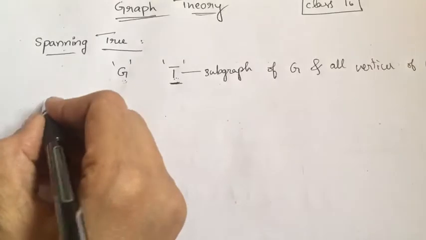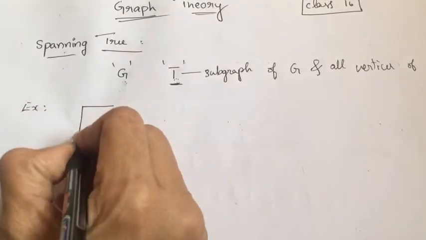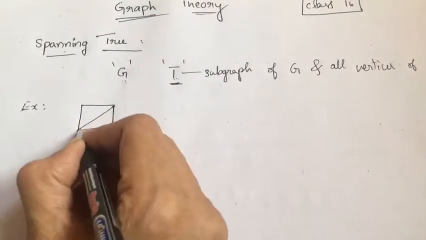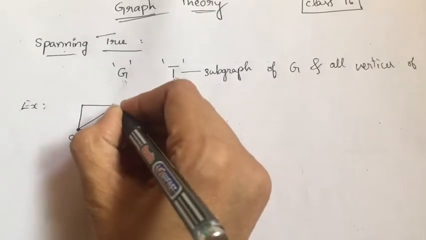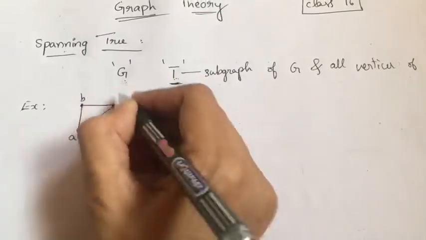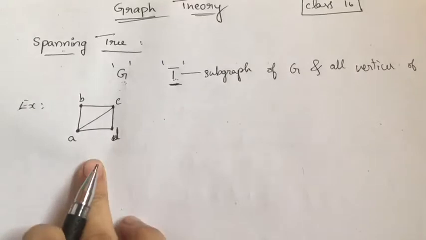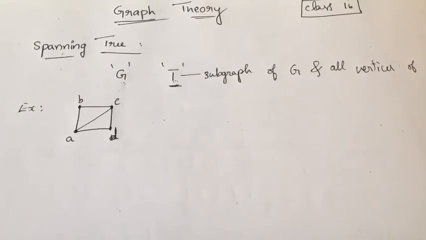For example, if this is my graph, with vertices A, B, C, D. With respect to this, it's not necessary that it should have only one spanning tree. In fact, at least one spanning tree will be there for every connected graph.